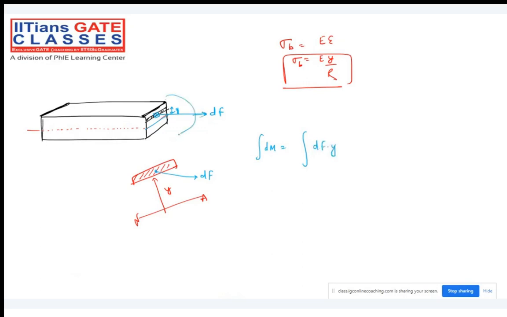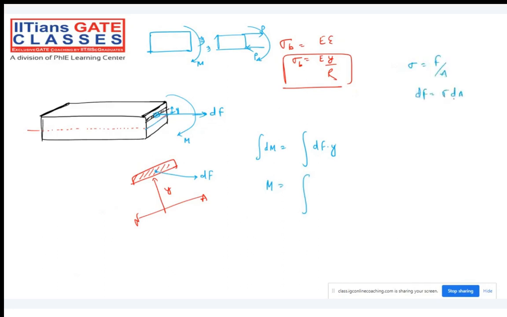Either you can write the moment like this, or we can write an equivalent diagram, with P and P applying the moment like this. So what can we write? M will be equal to dF. What is the dF? Sigma is equal to force divided by area, so dF will be sigma into dA. So I can write sigma into dA into y.